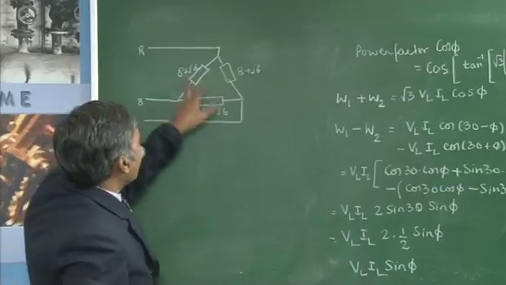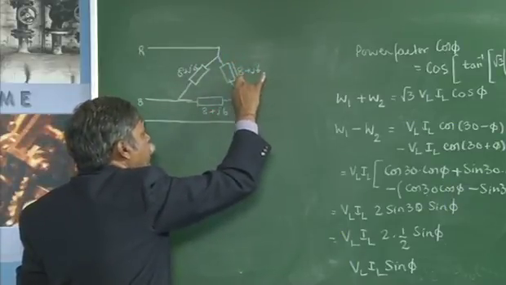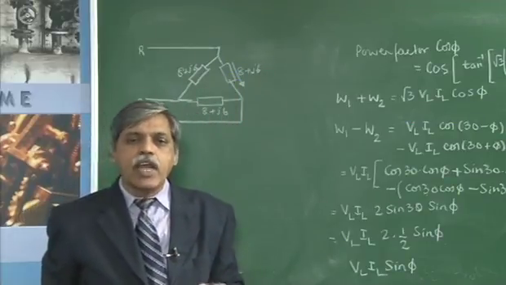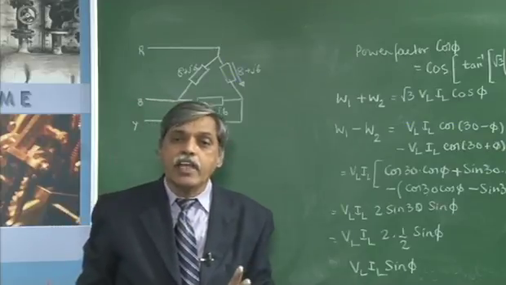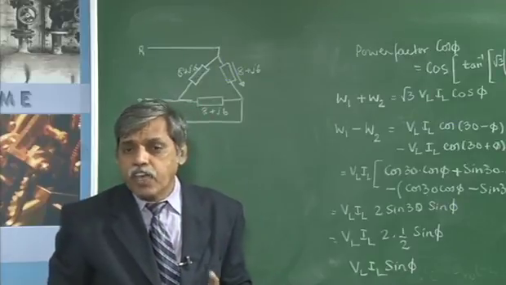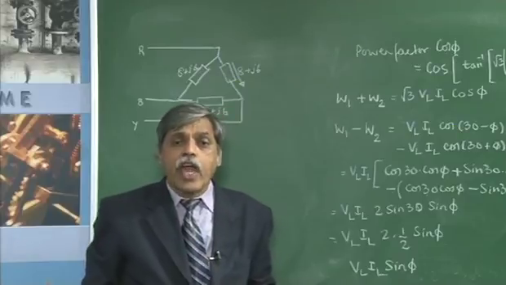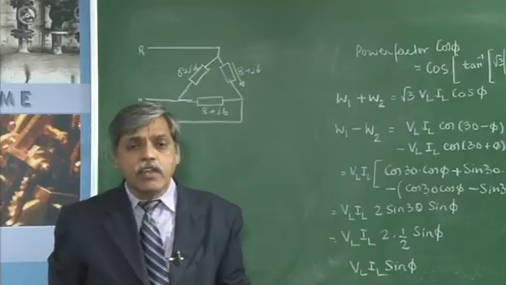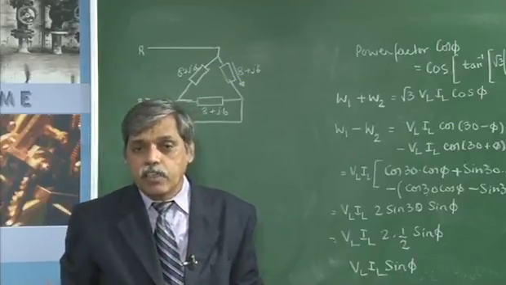Because it is balanced, it is sufficient for me to calculate the current in one phase, because I can apply the relationship between the line current and phase current to get the line current value. And even in the problem they ask you to find the phase current. Even if they ask you to calculate the line current, you need to calculate the phase current first. It is not possible to calculate the line current in a delta connected system without computing the phase current.